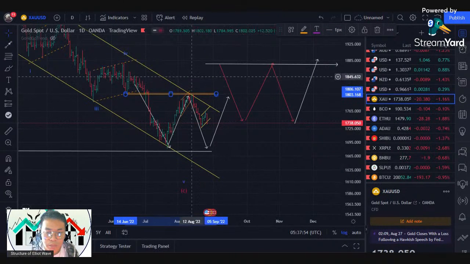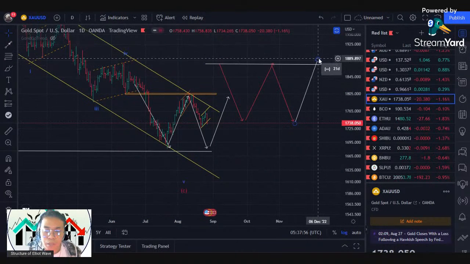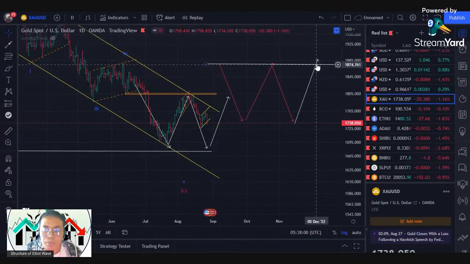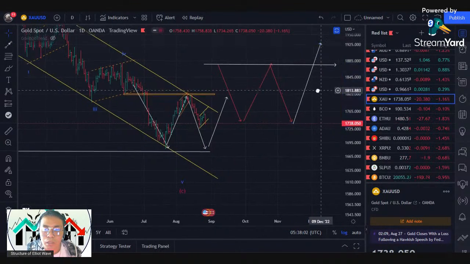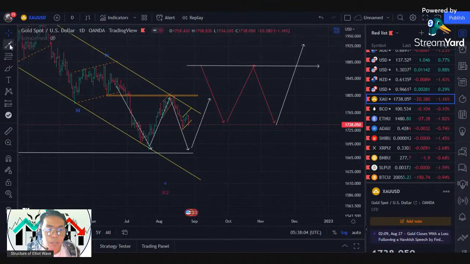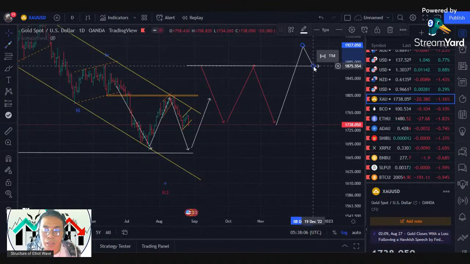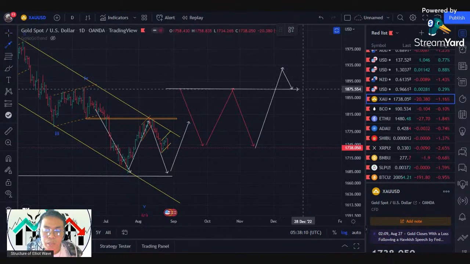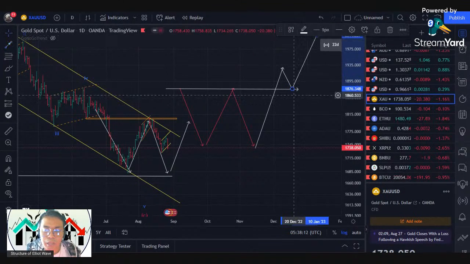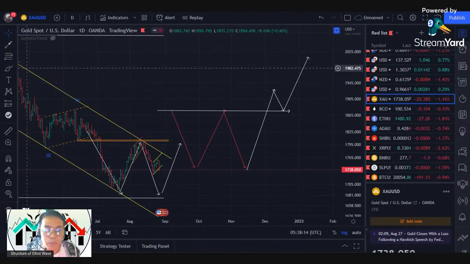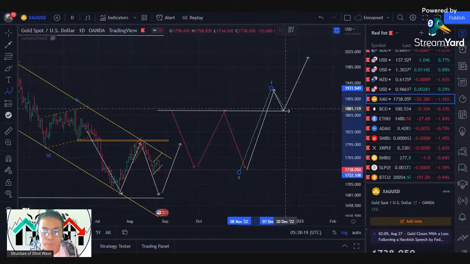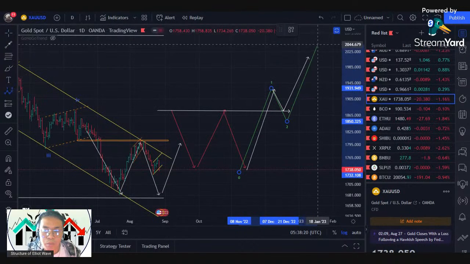Let's move it. So if ever I'm going to buy here in this area, some people wait to break this channel line or the neckline, and they're going to wait for the retest of the line. Then they're going to buy here within this area. As I consider this a wave two, they're going to buy in wave two.